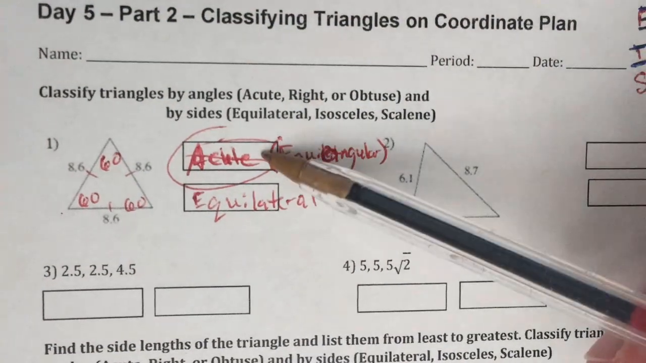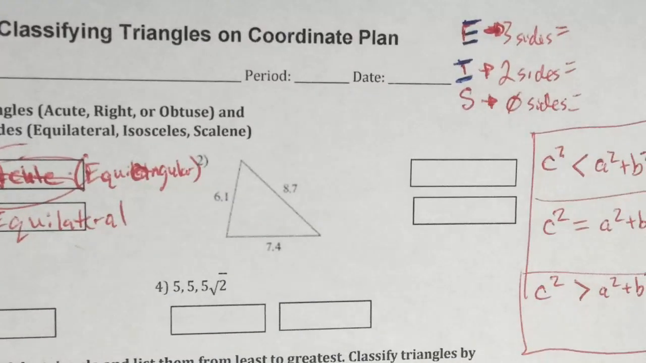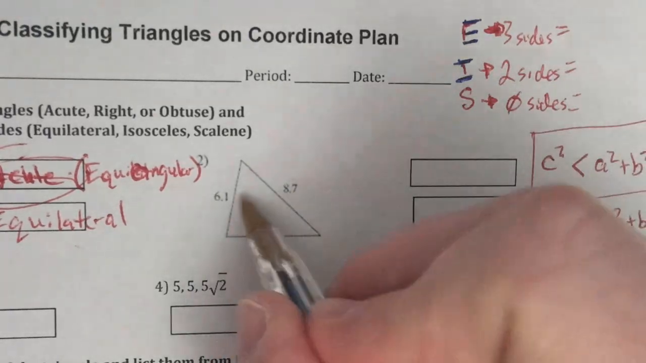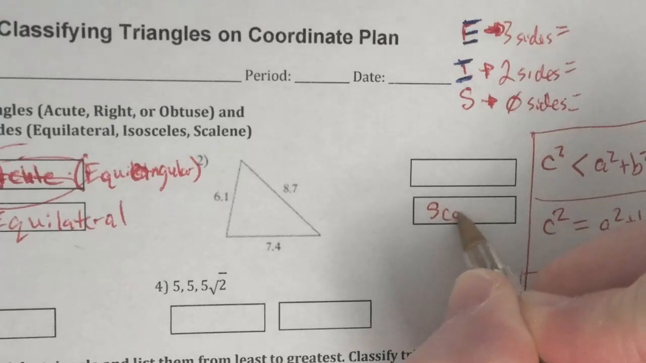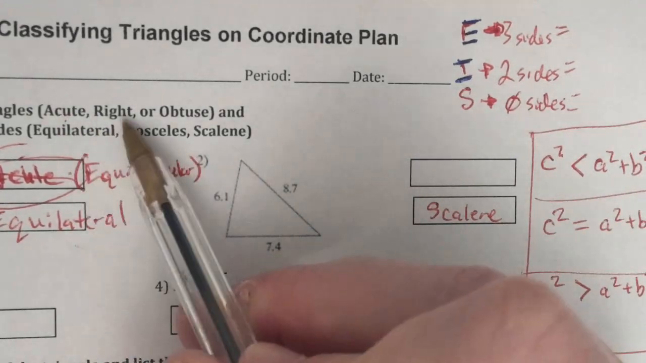All right, so that's by the angles. That's by the sides. All right, let's keep going. Number 2. For number 2, we have this right here. Now by the sides, how many sides are equal? None of them, so that would be scalene. And then to classify by acute, right, or obtuse.